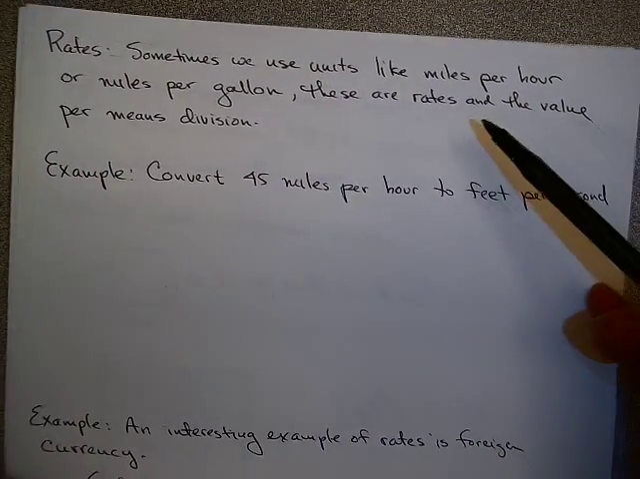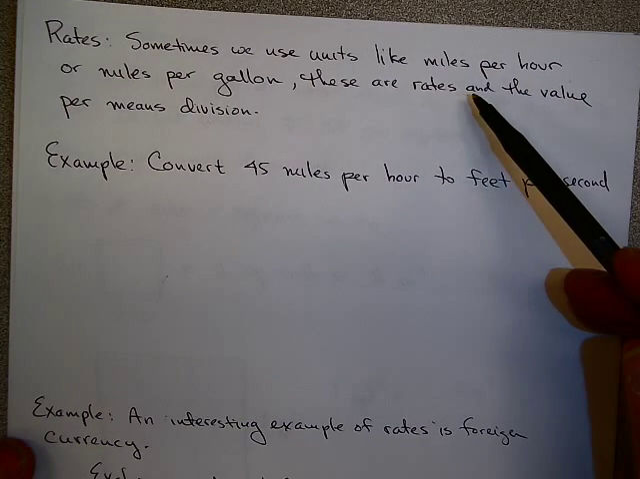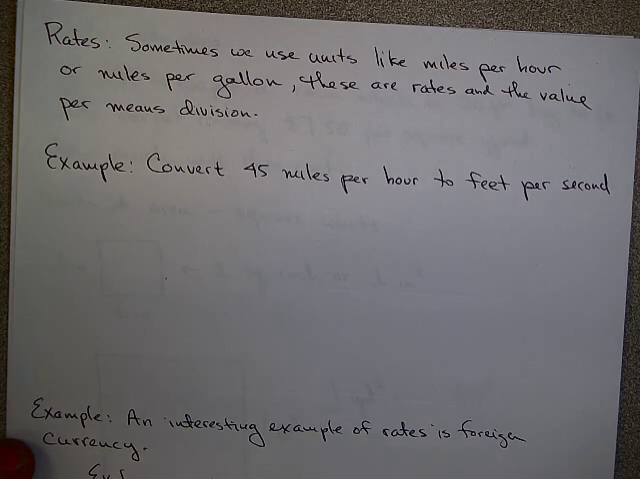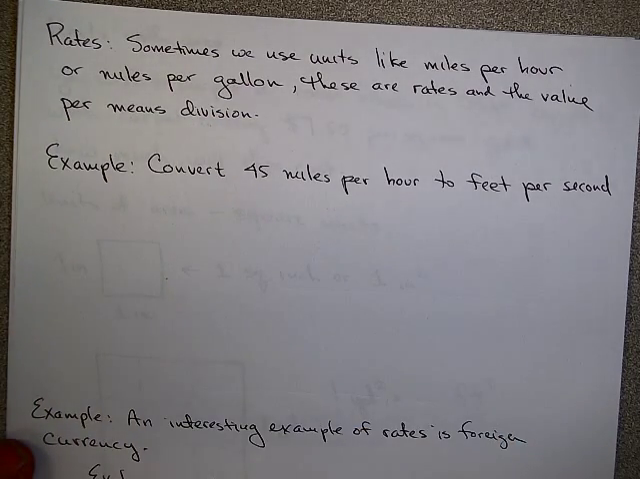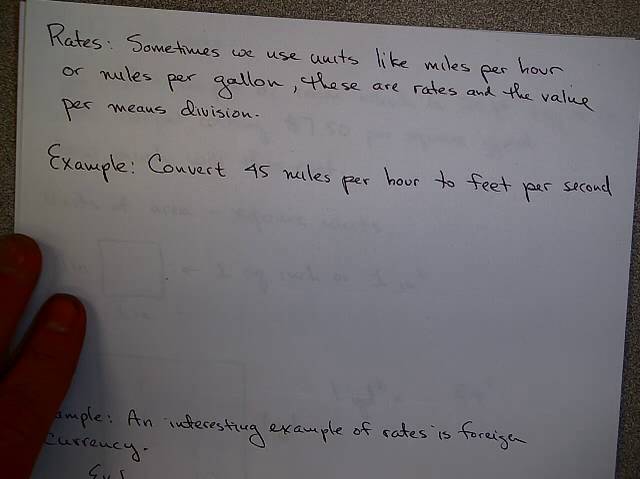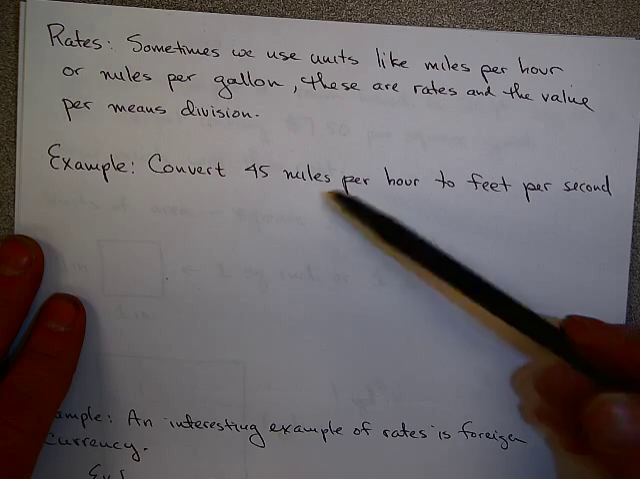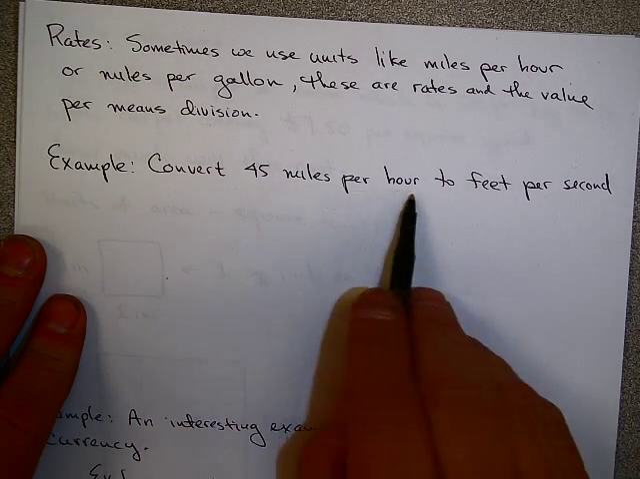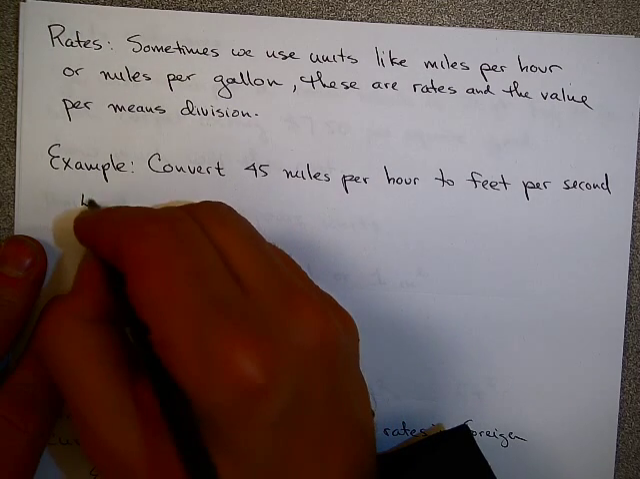Sometimes we use units like miles per hour or miles per gallon. These units are called rates. And when we say the word per, we usually mean division. Let's look at how this works. This is very similar to the previous problem, except we often have to convert not just 1 unit, but 2. Let's convert 45 miles per hour to feet per second.